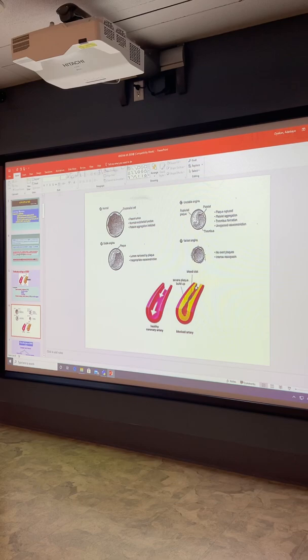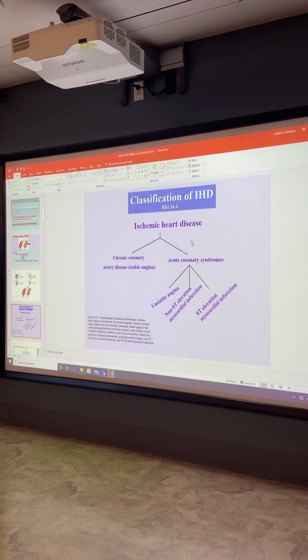Then there's another type which you call variant angina. In this case, there's no plaque, but the vessels just experience vasospasm from time to time. There is intense vasospasm in that situation, so you refer to that as variant angina. Now, I've given you this before, that ischemic heart disease can be chronic or acute. If it's acute, it can be either unstable angina, NSTEMI, or STEMI.